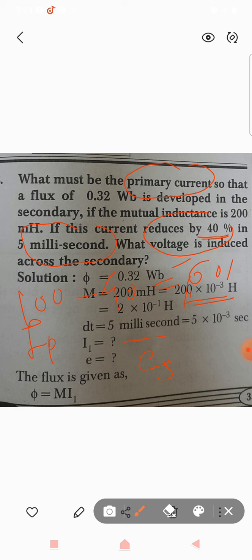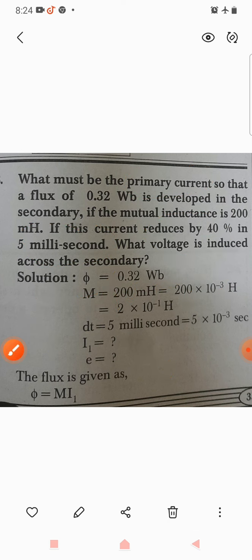That means total current is 100, and if 40% of it is getting reduced, how much current will remain? It will be 60%. So if 40% will be reduced, the remaining current is 60%. That logic you should know when you are reading the question. Okay, so it is a little bit challenging, you can't get the answer directly, so we have to think here. Okay, so we'll use the first formula.